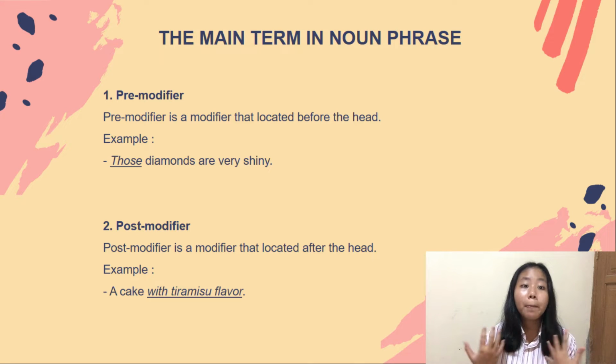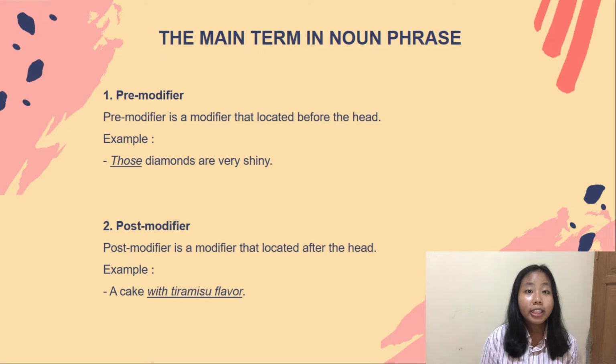Okay, now we move to the next part, the main terms in noun phrase. When we create a noun phrase, there are two terms that are very important. The first one is pre-modifier and the second one is post-modifier. The pre-modifier is a modifier that is located before the head. For example, those diamonds are very shiny. And post-modifier is defined as a modifier that is located after the head. For example, a cake with tiramisu flavor.